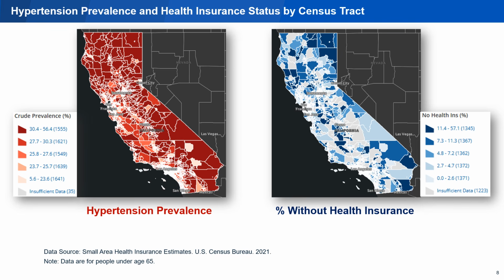Lack of health insurance is an obstacle to accessing healthcare. With the Atlas, we can compare the geographic patterns of hypertension prevalence at the census tract level to the percent of those without health insurance, also by census tract. Now let's take a look at where people may be able to seek medical care with or without health insurance.